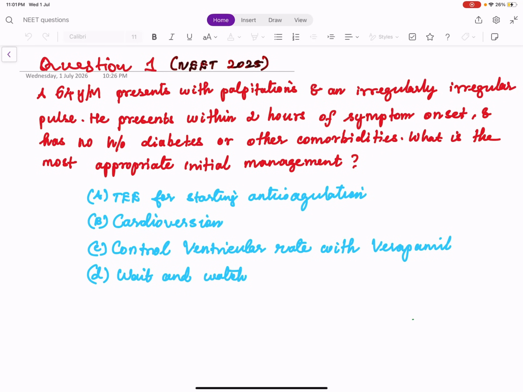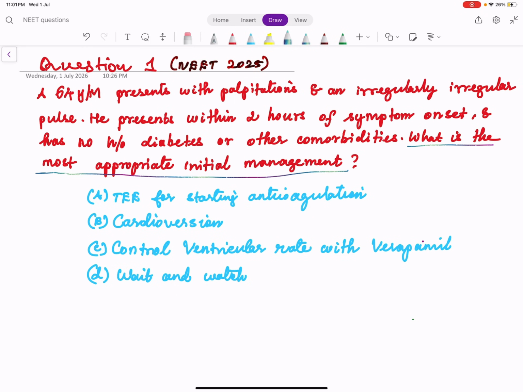So in our previous year NEET question discussion series, today we will discuss 5 questions from NEET 2025 from the Department of Cardiology. Okay, so let us solve this question. Always when you are solving a NEET question, we have to read from the last line. So the last line reads as, what is the most appropriate initial management?